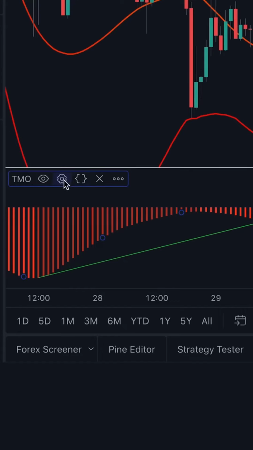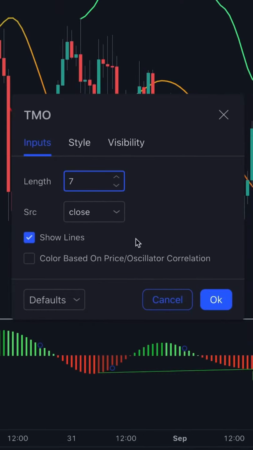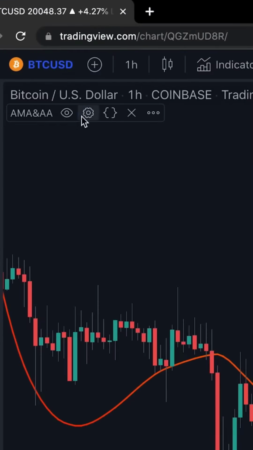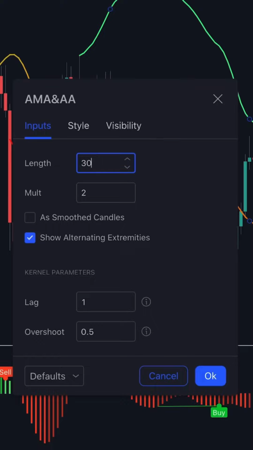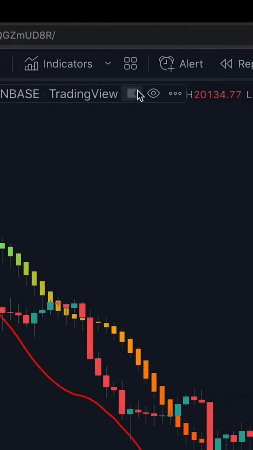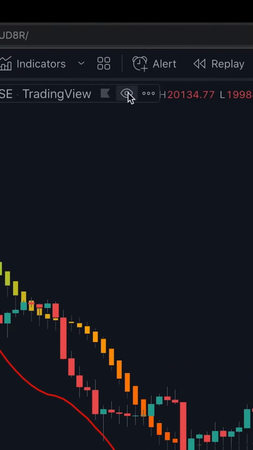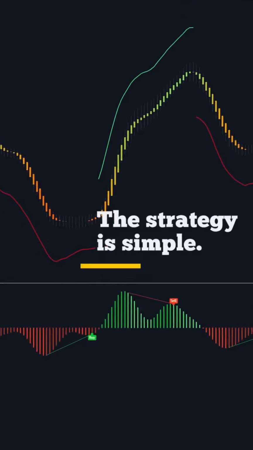Next, you're going to want to go to the settings of the TMO and set the length to 7, and then go to the settings of the AMA indicator and change the length to 30, as well as turn on the smooth candles. Finally, just hide the symbol in the top left of your chart by clicking this eyeball right here. The strategy is simple.